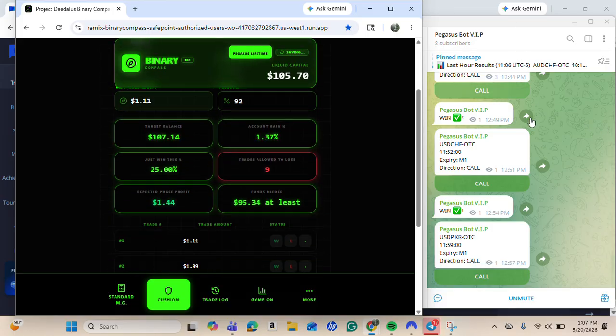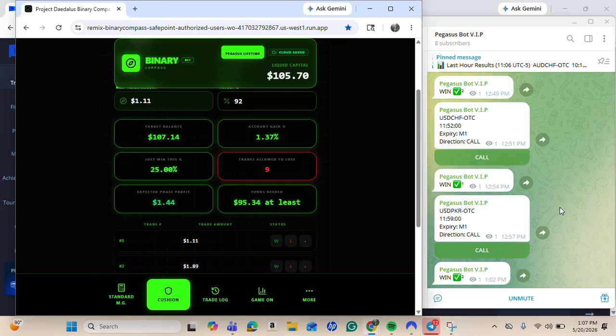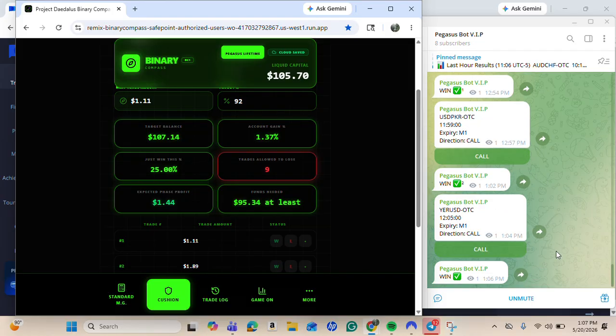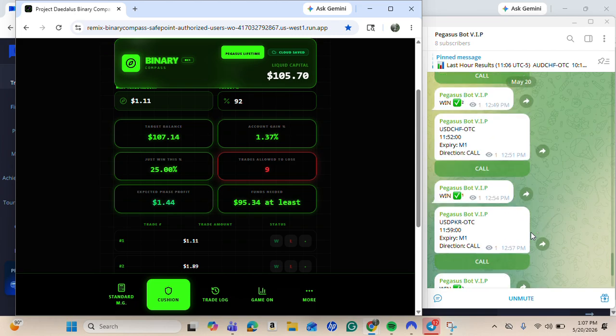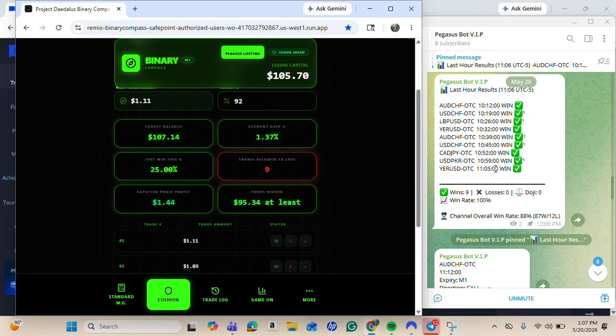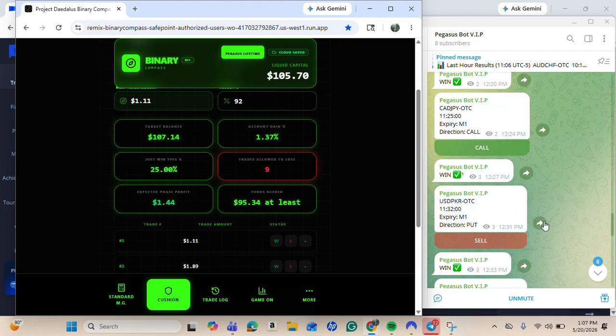Here comes the bot. This is a bot. It's a Telegram bot, right? And it gives you a signal every 4 to 5, around 10 minutes, right? And it gives you a signal, and it tells you to call or put, right? Every hour, it gives you how the hour went. So the last hour, you got 9 with no losses, right? The overall rate is 80% for the bot, 88%, right?